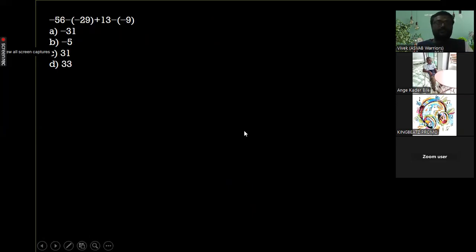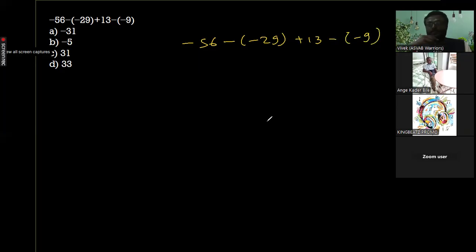There you go. It's negative 56 minus negative 29 plus 13 minus negative 9. Initially, eliminate the center signs.